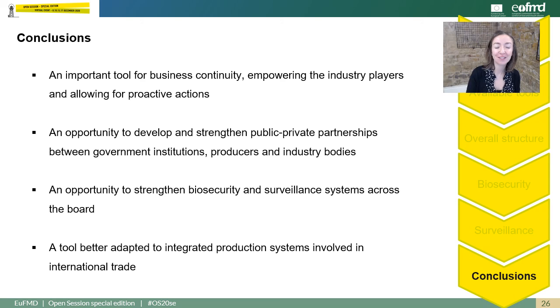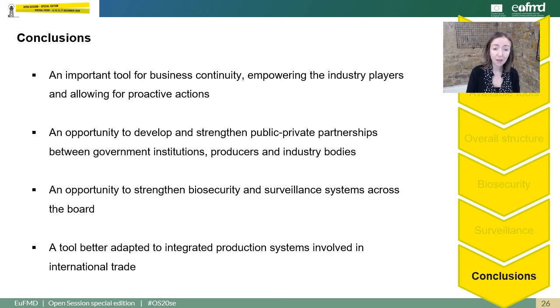To conclude this presentation, there are four main take-home messages. The first one is that compartmentalization is an important tool to ensure business continuity, empowering the industry players and allowing them to take proactive actions to protect their own business. The second one is that compartmentalization is definitely a great opportunity to develop and strengthen public-private partnerships, which is always useful when talking about animal health. The third point is that compartmentalization can help reinforce biosecurity and surveillance systems across the board. This is useful for the disease targeted by the compartment, of course, but not only.